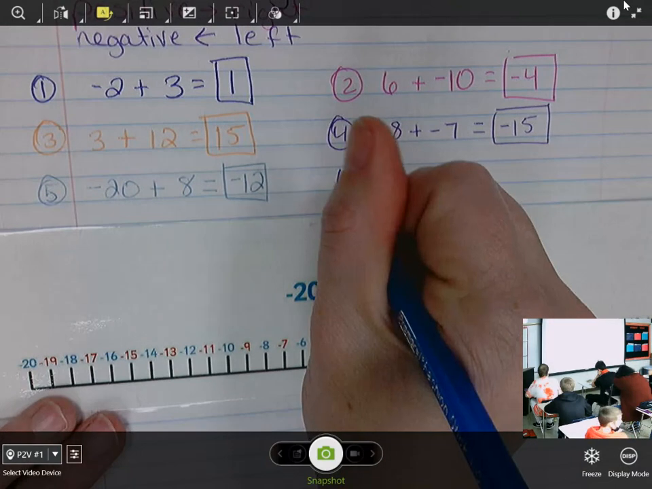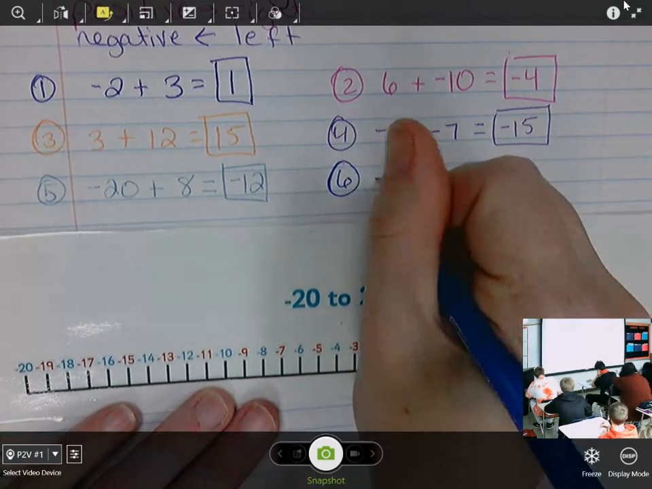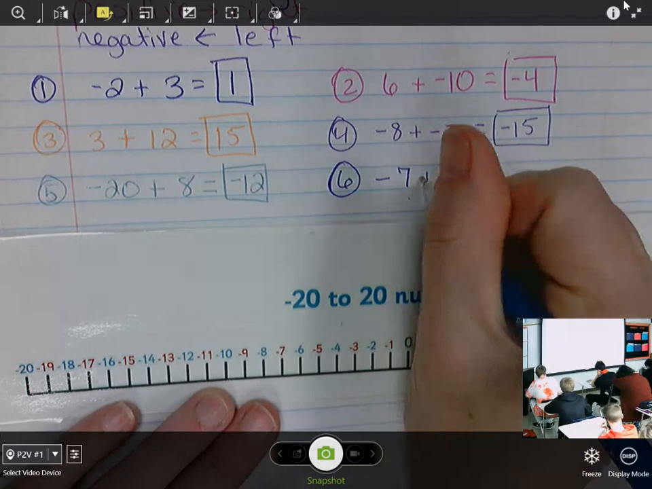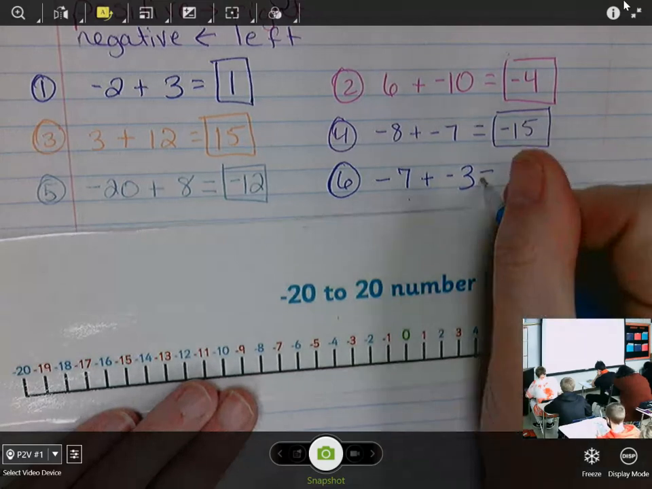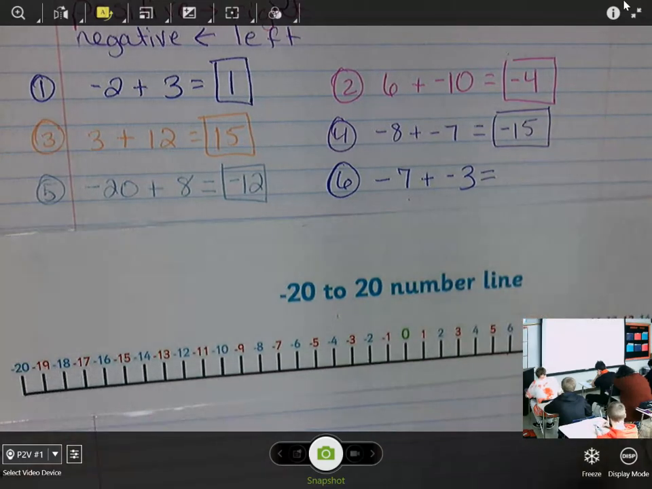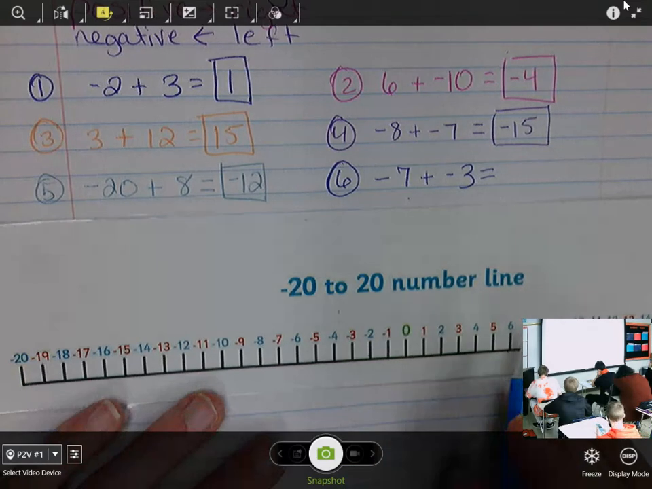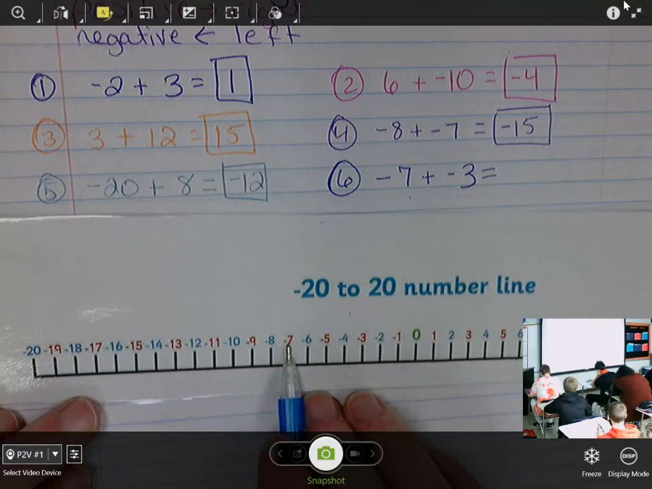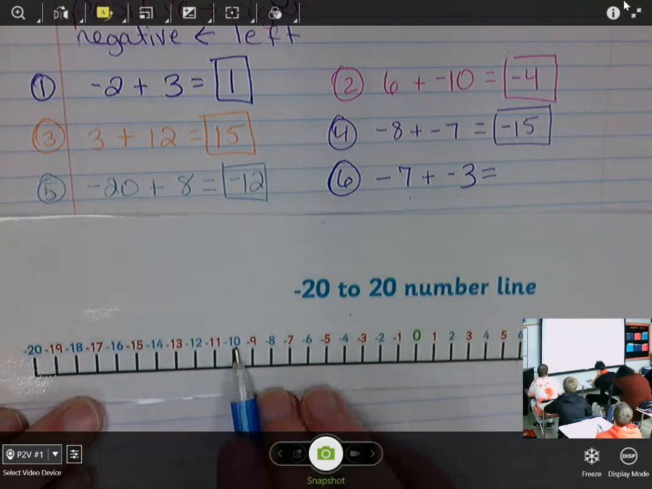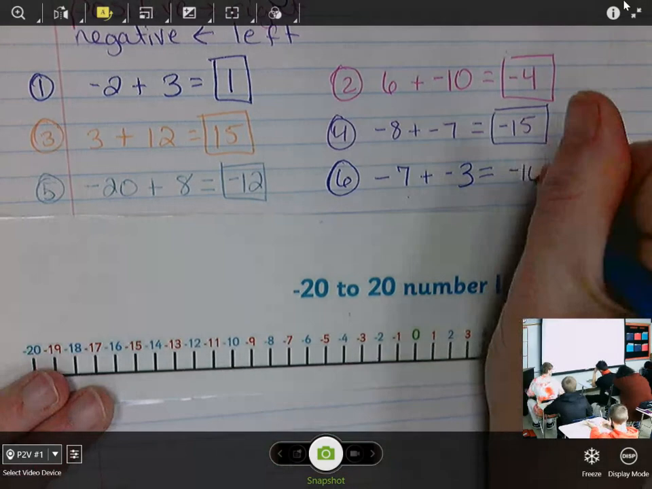Alright, and number 6. Negative 7 plus negative 3. Where do I start? Negative 7. I start at negative 7. Gavin, do I move to the left or the right? To the left 3. And Parker, what number do I end up on? Negative 10.